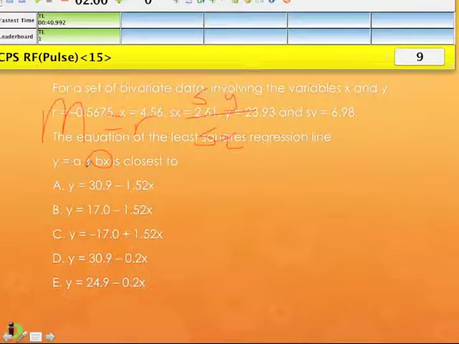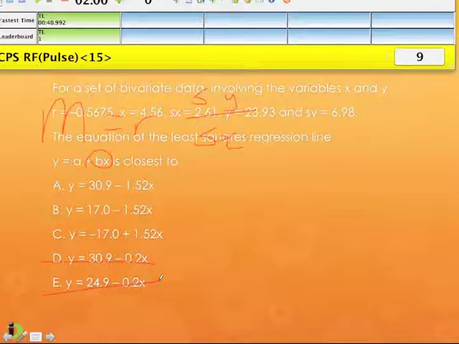So if you actually calculate M using the R value and the SY and SX values, you will get M being 1.52, is that right? Yeah? So as soon as you do that one calculation, you've got rid of D and E. They can't be there, because they've got the wrong gradient.